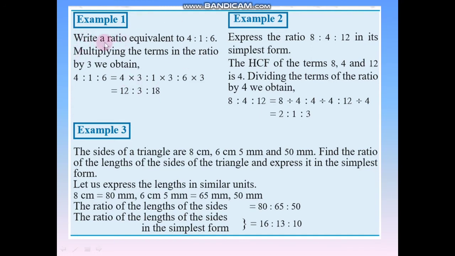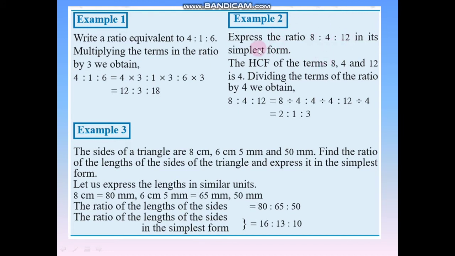We have to write a ratio equivalent to 4:1:6. Earlier also we discussed how to write an equivalent ratio. Now we are going to write the equivalent ratio by multiplying all these terms in the ratio by 3. We get 12:3:18. Now we have an equivalent ratio.